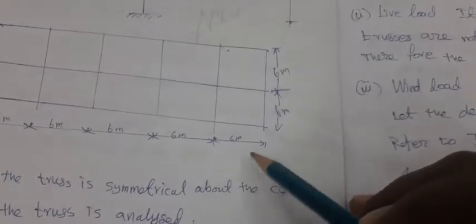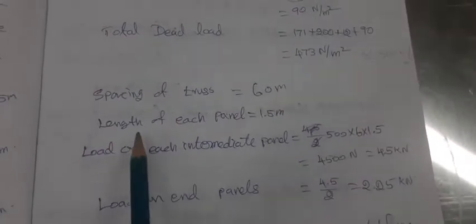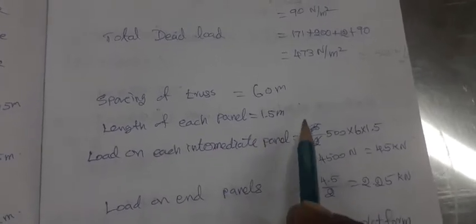Next, the spacing of the truss. We know the trusses are spaced at every 6 meter interval. So the spacing of the truss is 6 meter. The length of each panel is 1.5 meter.